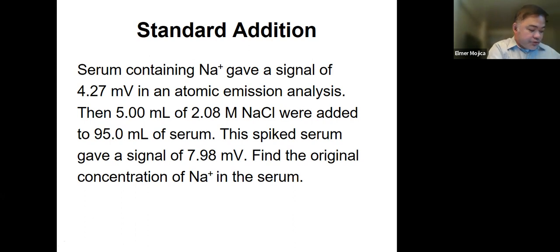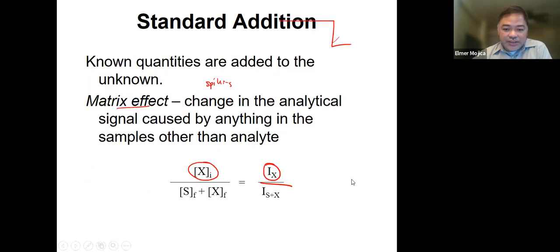So if we're going to follow the formula here, what we know so far is the 4.27, which is generated by the sample, and the 7.98 that is generated by the sample plus the standard. So pwede mo ilagay ito dito na 4.27 divided by 7.98.